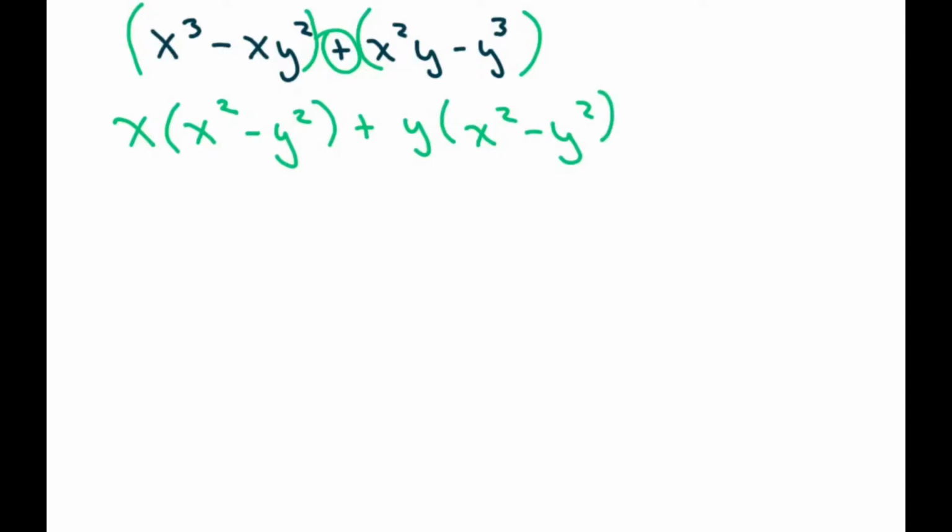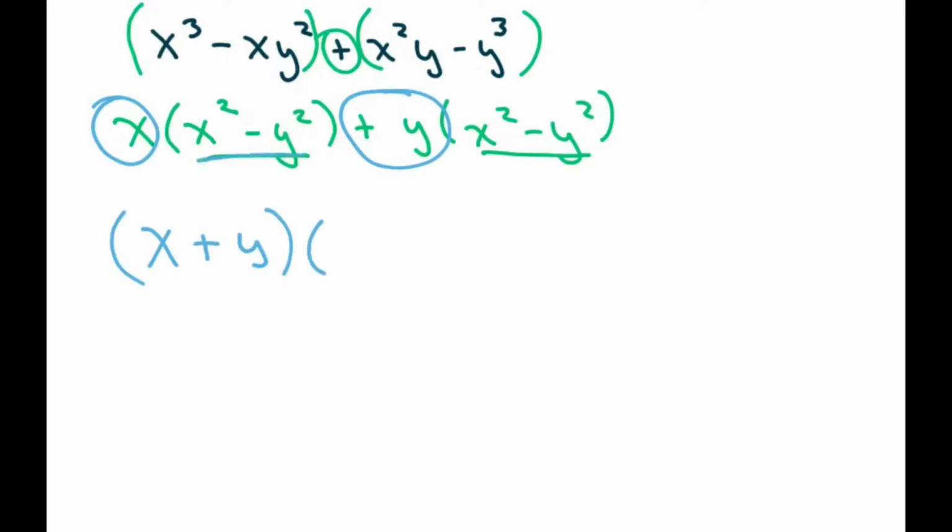So since these two are the same, we can factor by grouping. So I'm going to group these two together, x plus y, times this part. So this is going to be x squared minus y squared.